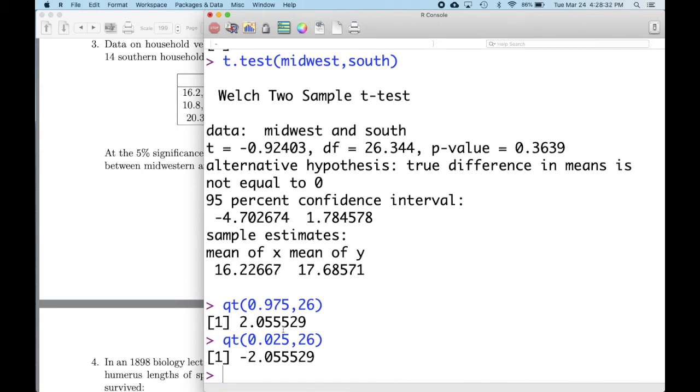Okay. If for number 3, instead of 5% significance, I wanted to do 1% significance, what we would do is the same thing.